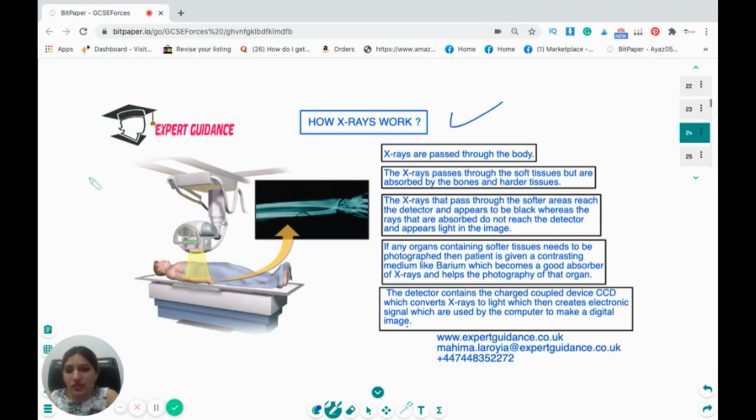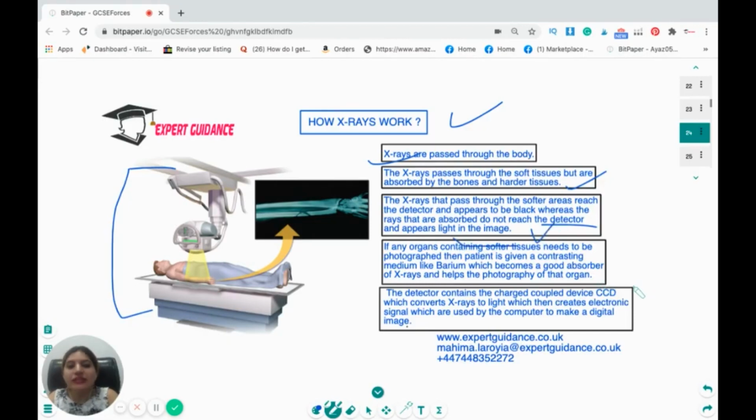Now, how does an X-ray work? You can see this is an X-ray machine. The X-rays are passed through the body. The X-rays pass through the soft tissues but are absorbed by the bones and the harder tissues. The X-rays that pass through the softer areas reach the detector and appear black, whereas the rays that are absorbed do not reach the detector and appear light in the image.